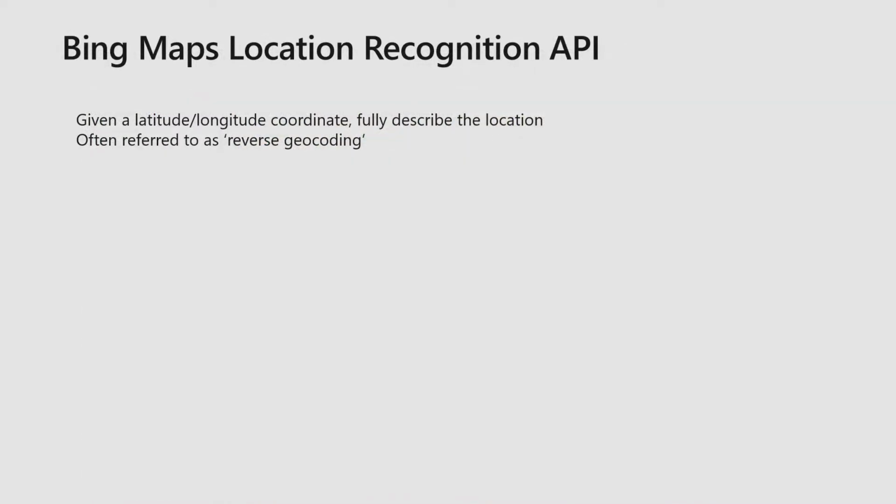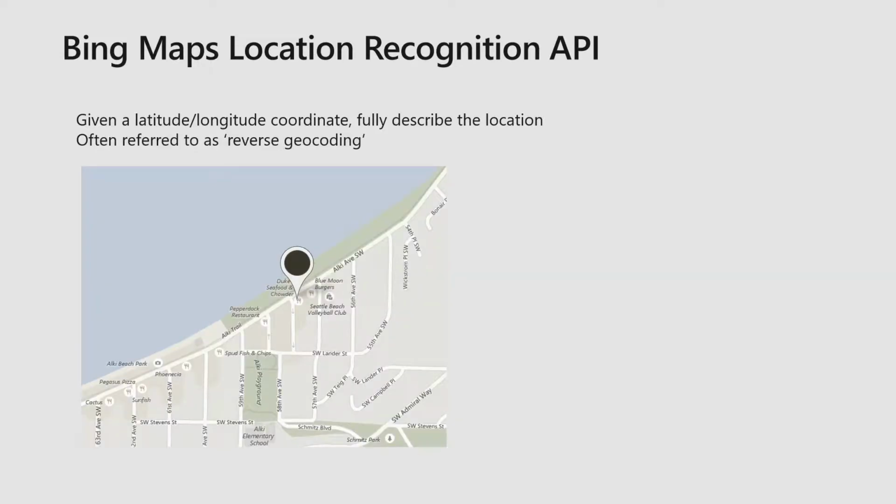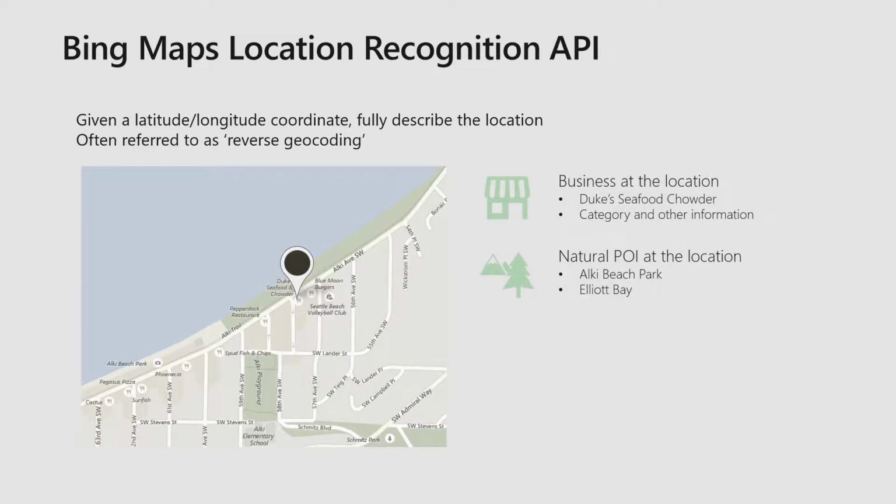Another new API, this one was kind of soft launched a couple months back at Inspire, but it's now in production. It's our location recognition API. This also leverages Bing's business listings, and what it does is it allows you to pass in a coordinate that you might get from a GPS device, or you've just geocoded an address. You pass in a lat-long coordinate, and we'll tell you everything about that, that we know about that coordinate.